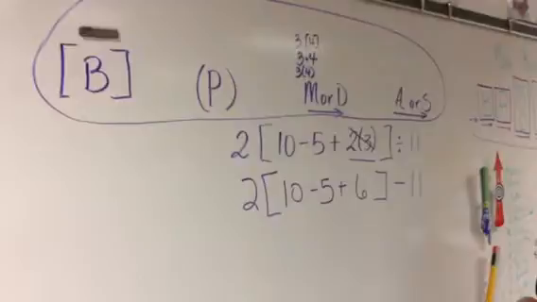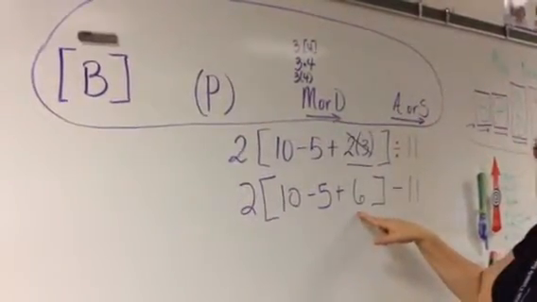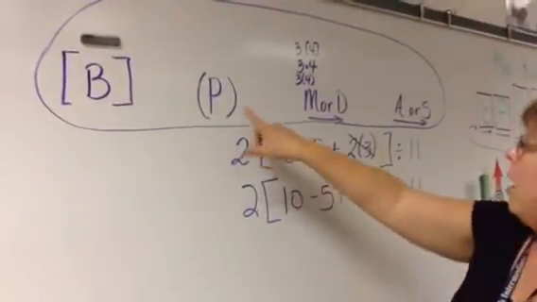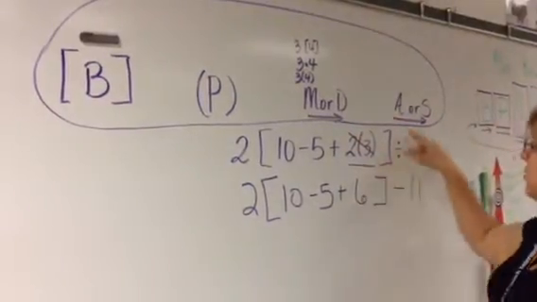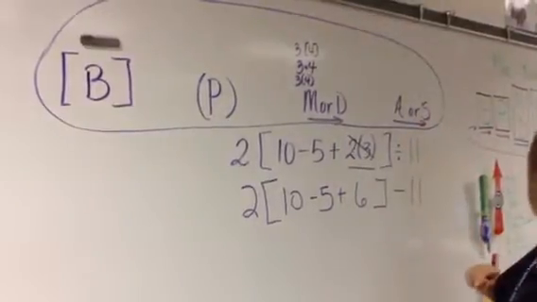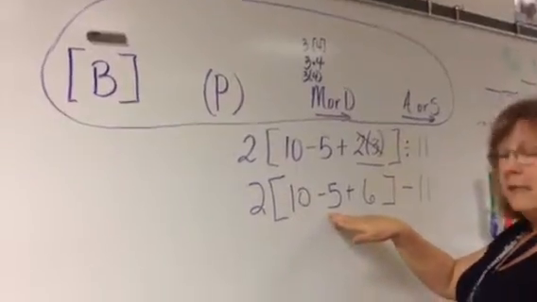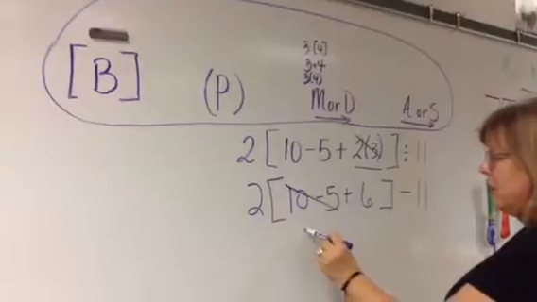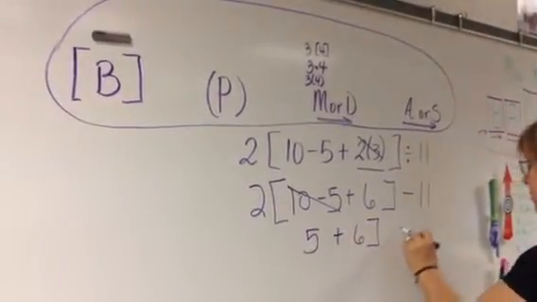Okay, so now I'm going to go back to the front. I still have problems inside the bracket to work. I don't have any parentheses, so I'm going to go multiply, divide. I don't have any more multiply, divide, so I'm going to go to the A or S. Doesn't matter which comes first. It could be subtract first or add. And in this case, it's subtract. So I'm going to do 10 minus 5, which is 5. I'm going to write that, write all the rest of my numbers.